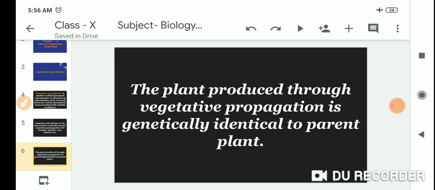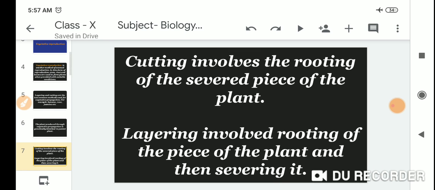The plants produced through vegetative propagation are genetically identical to the parent plant. Cutting involves the rooting of severed pieces of the plants, and layering involves the rooting of pieces of the plants.